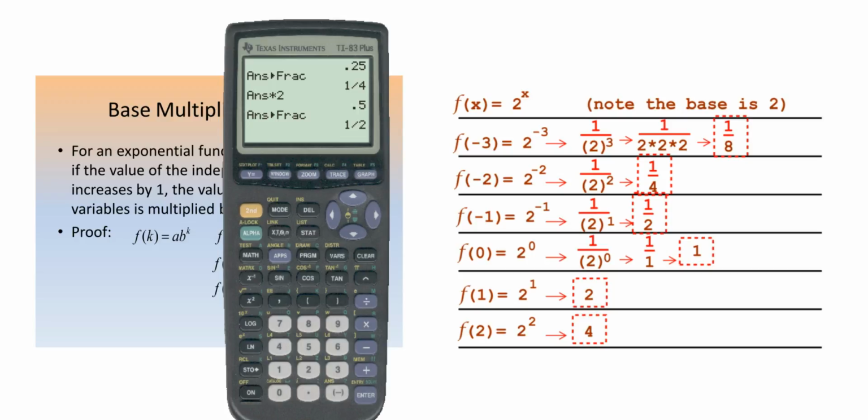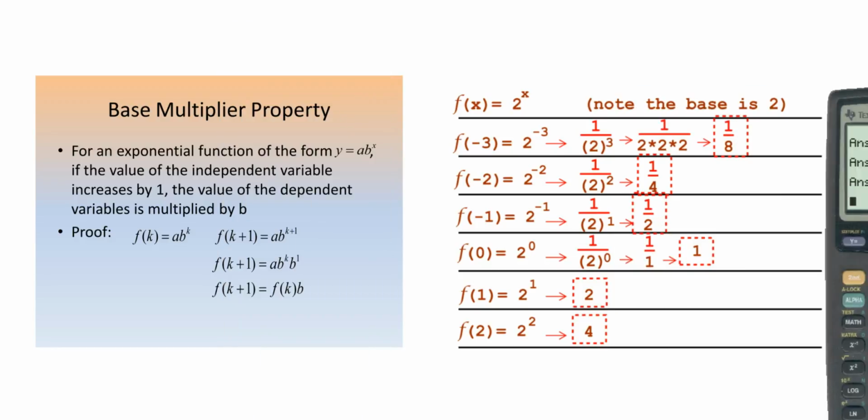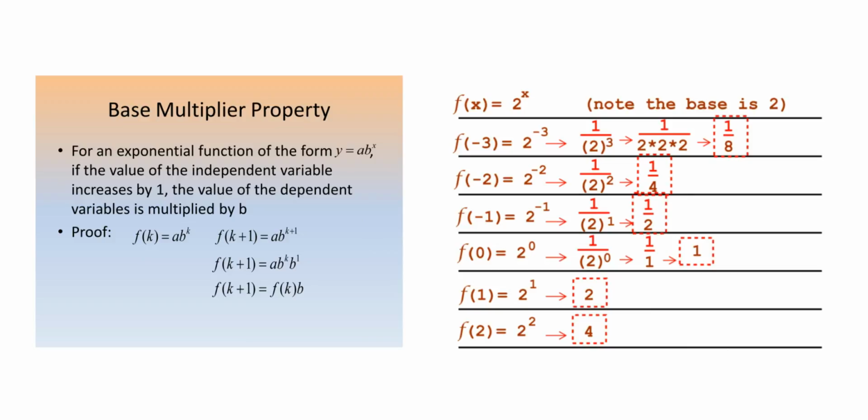And then if you go 1/2 times 2, you get a 1. 1 times 2, 2. 2 times 2, 4. So this is basically what this is stating. The fact that our base is 2, we can multiply the previous value by the base of 2 and get the next value. That is what the base multiplier property tells us.